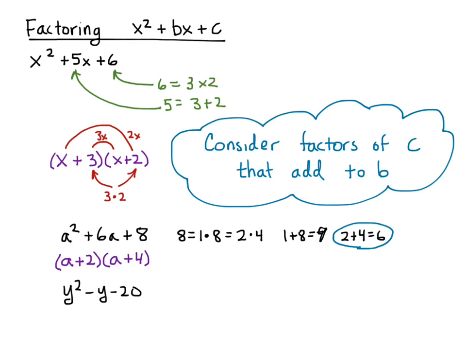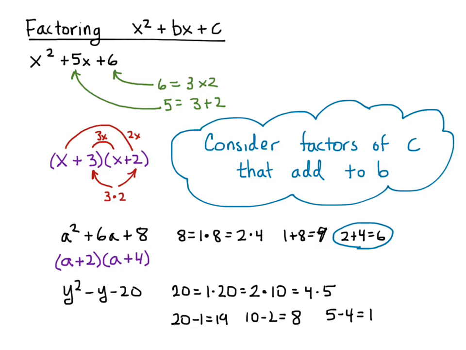Okay, so we have y squared minus y minus 20. So we need factors of 20 that add to negative 1. So it's factors of negative 20. So we know one of them is going to be negative, and so we think about 20 as being 2 times 10, 1 times 20, or 4 times 5. Now 4 and 5 differ by 1, so we look at the differences between those factors. This last one is what we want, and so we get (y minus 5) times (y plus 4).